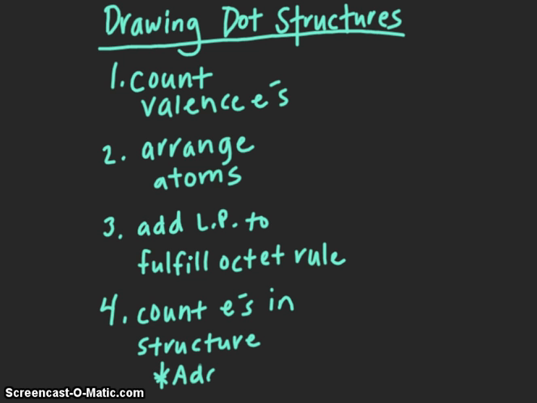And then finally, step four, you're going to look at that drawing, your structure, and you're going to count how many electrons there are in it. If the electrons you count here is the same as the number you got in number one, you're done. But if it's different, you might have to add bonds or some lone pairs to the central atom. And there are more examples of this later.